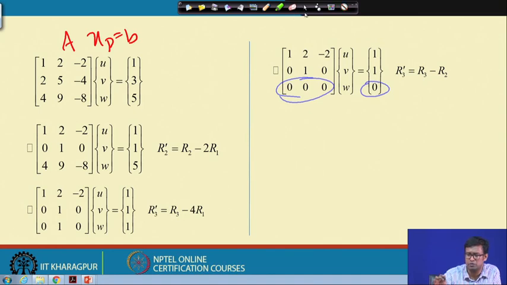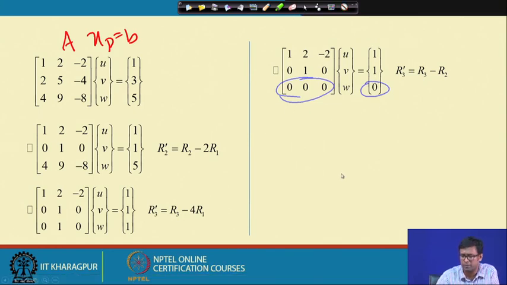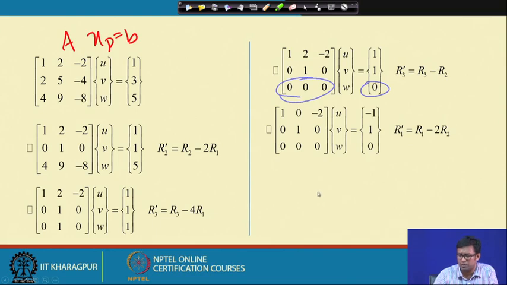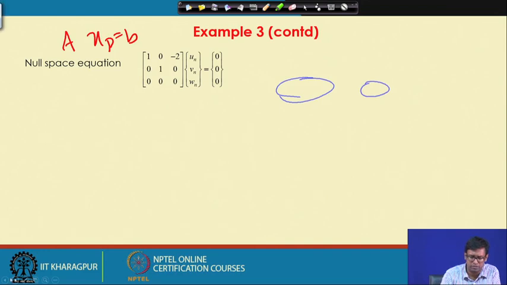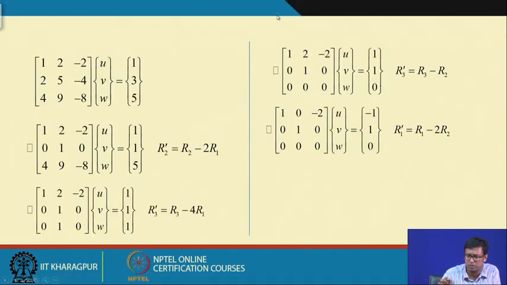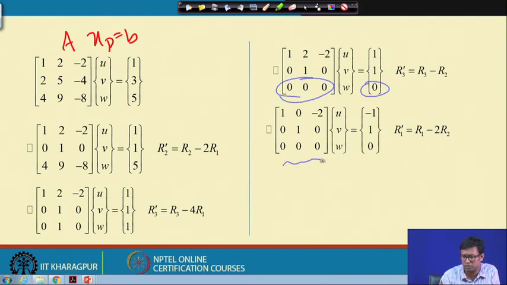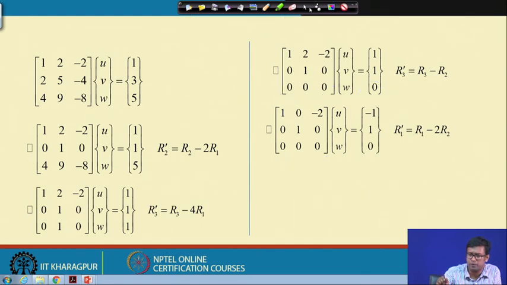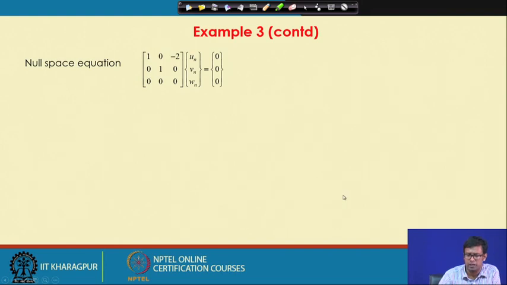b should lie in the column space of A. And then we try to get the reduced row echelon form of the matrix. Sorry, this is Rxp is equal to C. This is the reduced row echelon form of A. R is equal to R of A, the reduced row echelon form of A. So, this is my null space equation.